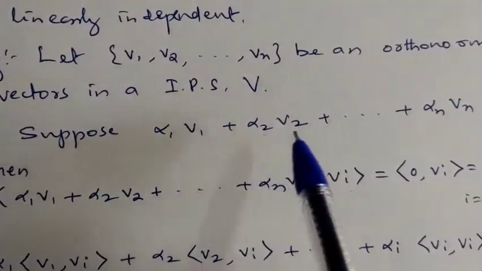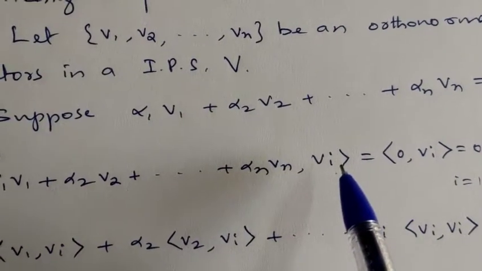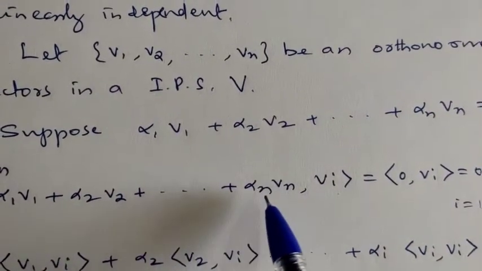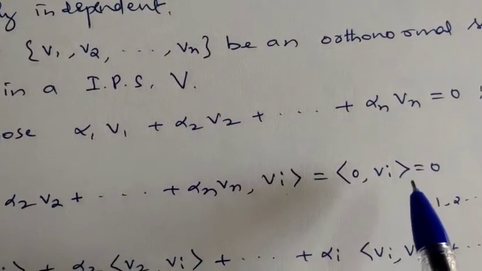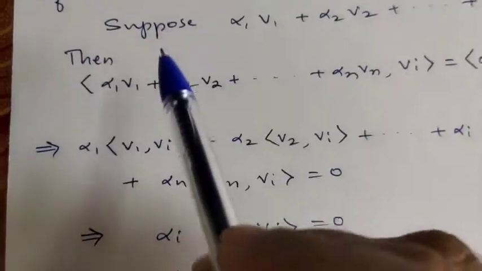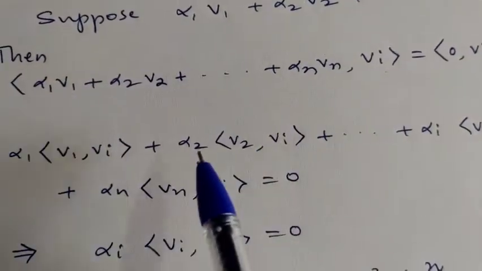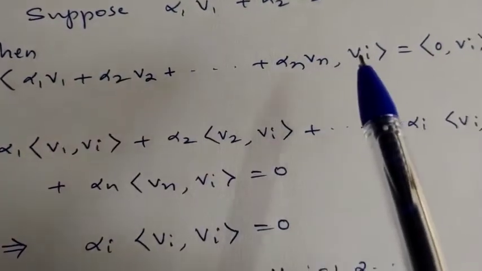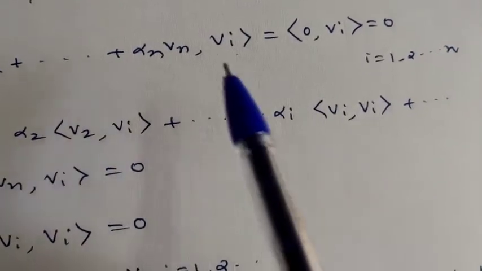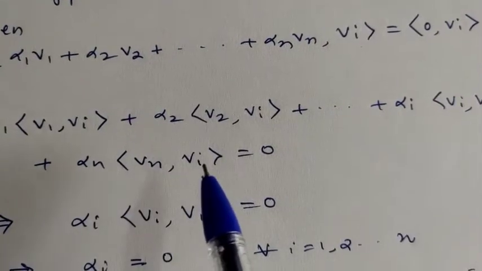Now you take the above expression and take the inner product of the above expression with some vector, say vi. Then what will happen? This expression is 0, we have assumed. So 0 comma vi is 0 for i equal to 1 to n. So the left hand side becomes alpha 1 times v1 comma vi plus alpha 2 times v2 comma vi, and so on. In the middle term, alpha i is there, so plus alpha i into vi comma vi plus and so on. The last term is alpha n into vn comma vi.